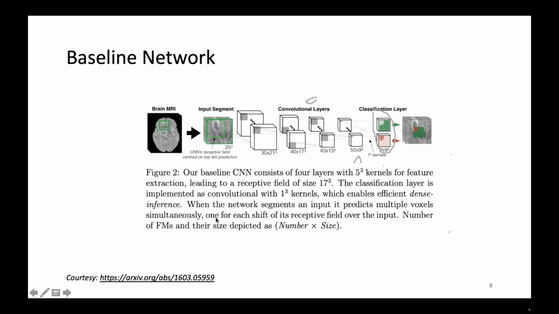So we have to predict multiple parts of the voxels simultaneously, and the number of feature maps and their size is depicted as number times size. So this is our baseline network.